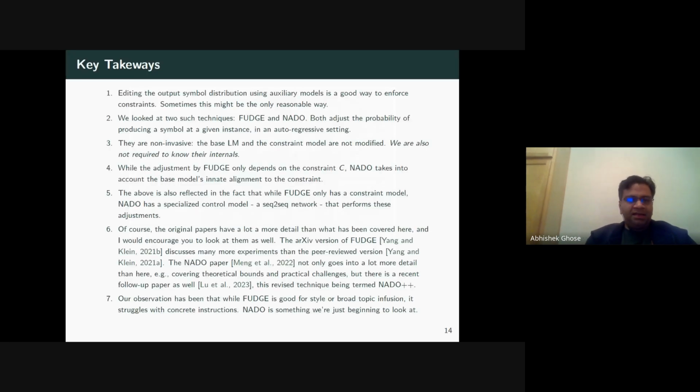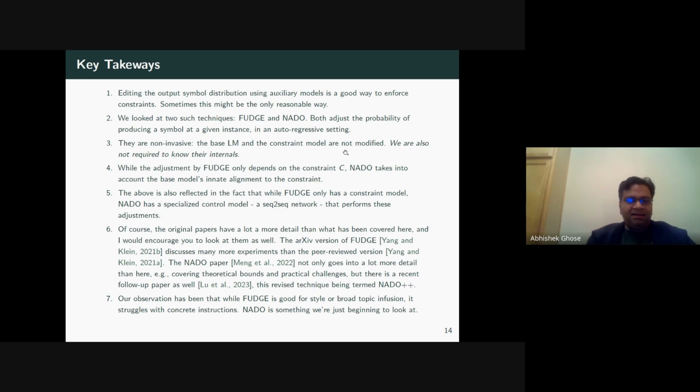Okay, so the key takeaways. We're at the conclusion now. The first takeaway obviously is that we looked at a different way of controlling the output of an LLM. It's an interesting way, not very popular, but it works. And in some cases, like I said, if you want to treat your LLM and your constraint model as black boxes, maybe because they're both services, you're using the OpenAI service and you are using Azure or something, maybe this is the only thing you can do. Sometimes this is the only way out. And we looked at two such techniques, FUDGE and NADO. They both operate in this autoregressive setting by editing the distribution.